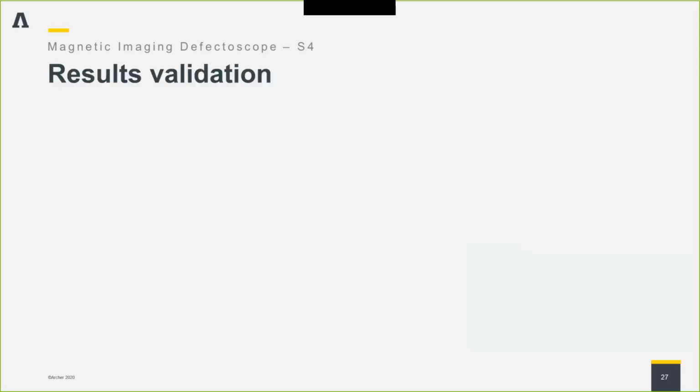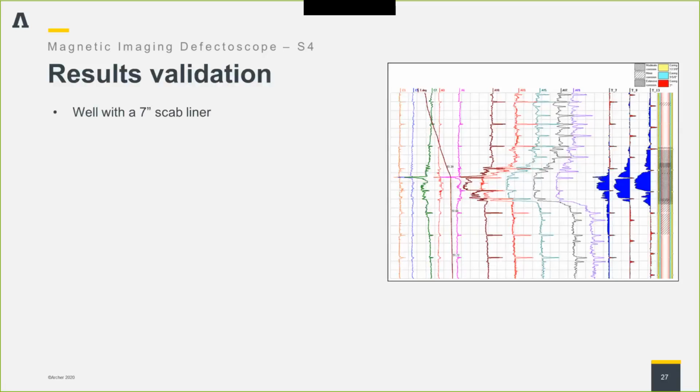So to just do a bit of results validation, here's a log that was done. There's a 7-inch scab liner installed with a couple of strings outside it. So over here, these are the two exterior strings. This one is the furthest out. This one is the center one, and the curve on the left here is the scab liner results. So there's extensive corrosion of the second and third barriers. There is an awful lot of corrosion here on the outside, so we might expect something to be going on here.